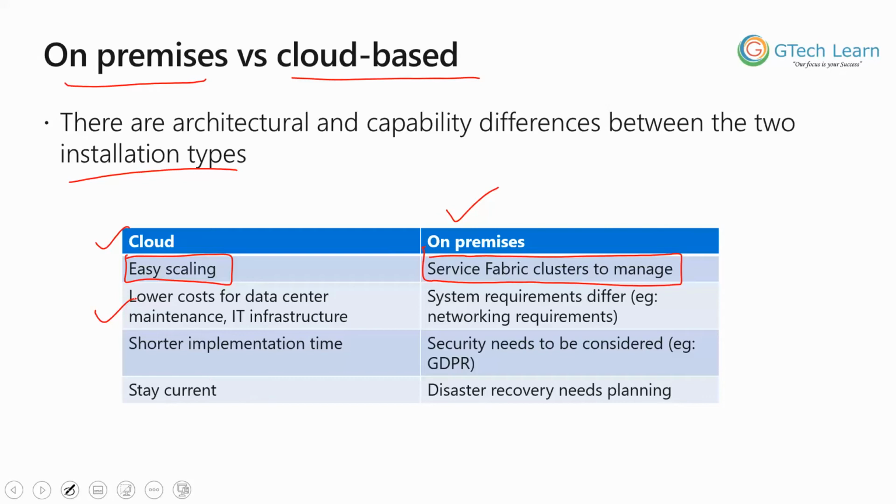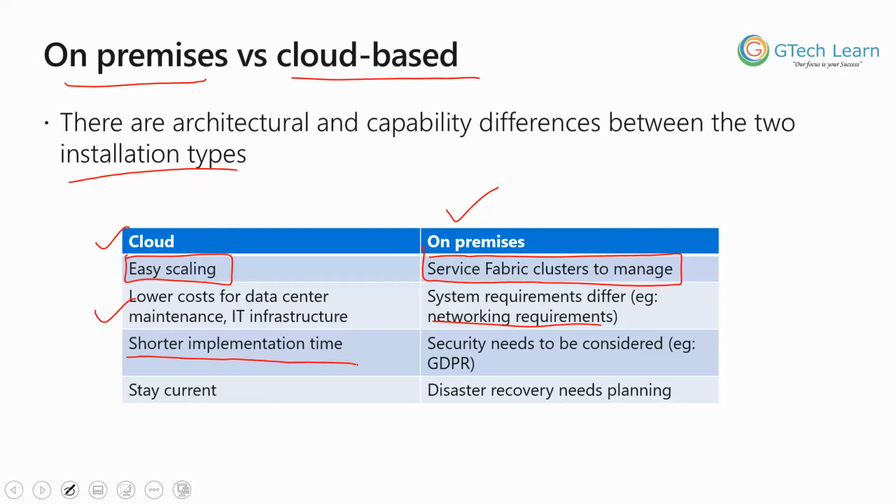But when you talk about networking requirements, storage requirements, compute requirements, that has to be differentiated because they would differ in case of an on-prem installation. You have to plan them accordingly. At the same point of time, the implementation time is quite shorter when you're opting for a cloud hosted infrastructure. And for on-prem, you can always do that, but there are some additional requirements.